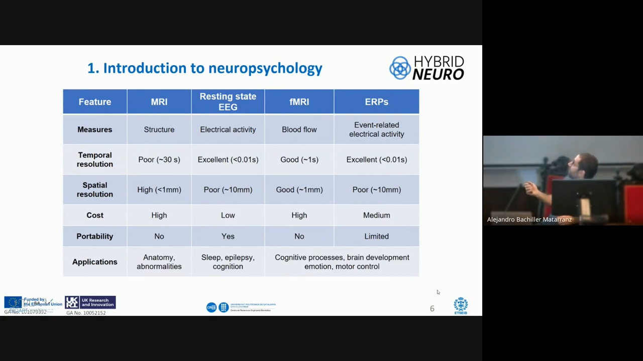The two main parameters are the temporal resolution and spatial resolution. MRI has the best spatial resolution, but a poor time resolution. Functional magnetic resonance has relatively good temporal resolution and relatively good spatial resolution. And in the other case, resting state EEG and ERPs have excellent time resolution, but poor spatial resolution. So it's difficult to say what is the best option. There isn't a best option.